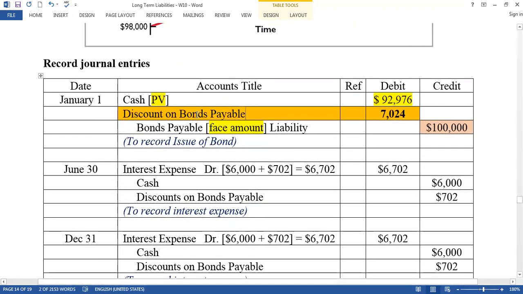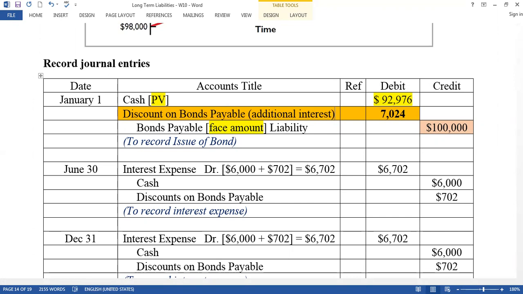In year 1, we record discount on bonds payable $7024. If we keep it up to here, it is our mistake. Why is it our mistake? Because this is actually called additional interest. This is our additional interest expense.